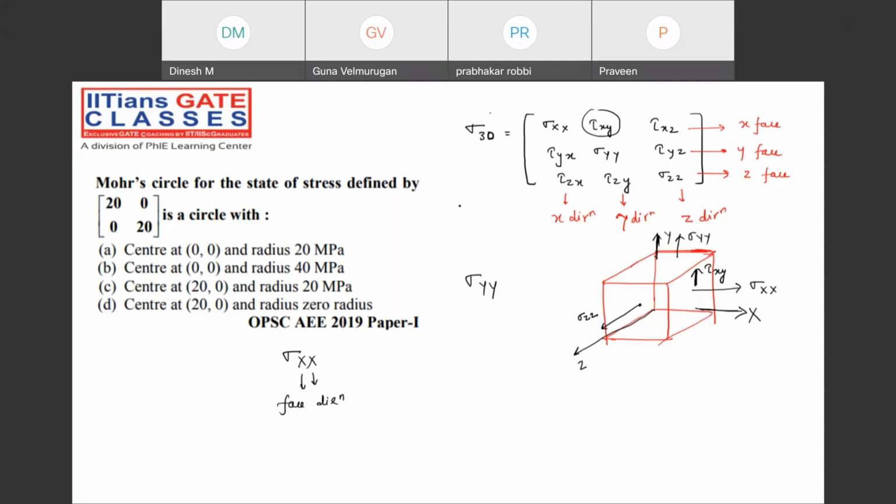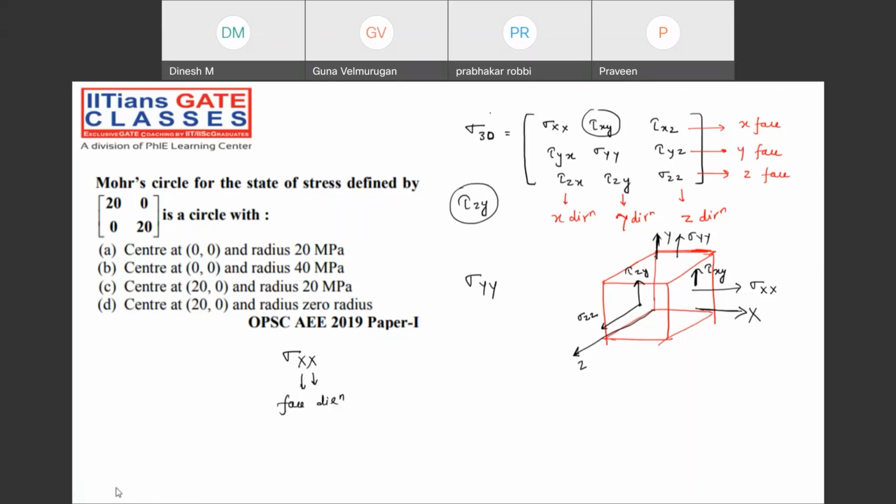Suppose I want to show you tau ZY. How can we show tau ZY? Z face, Y direction. Z face, Y direction. Understanding my point or not? Tell me, guys. Yes? All of you are getting my point?